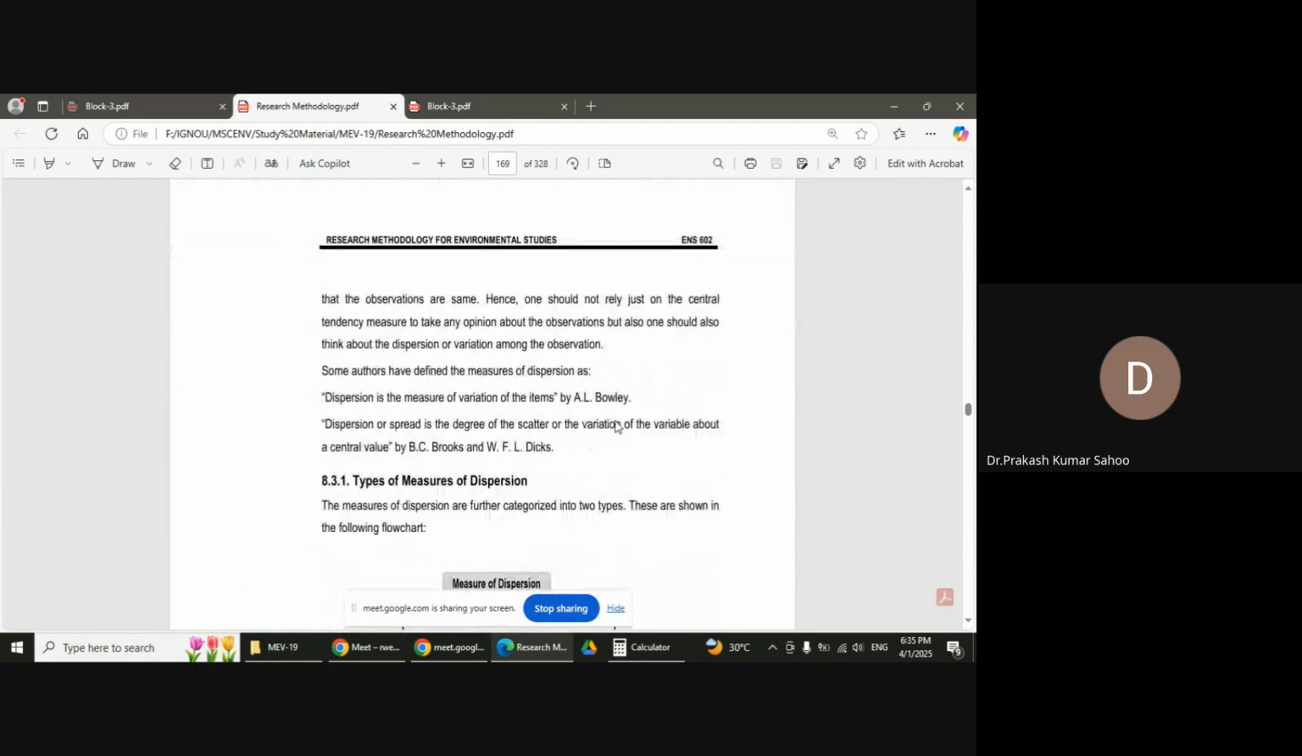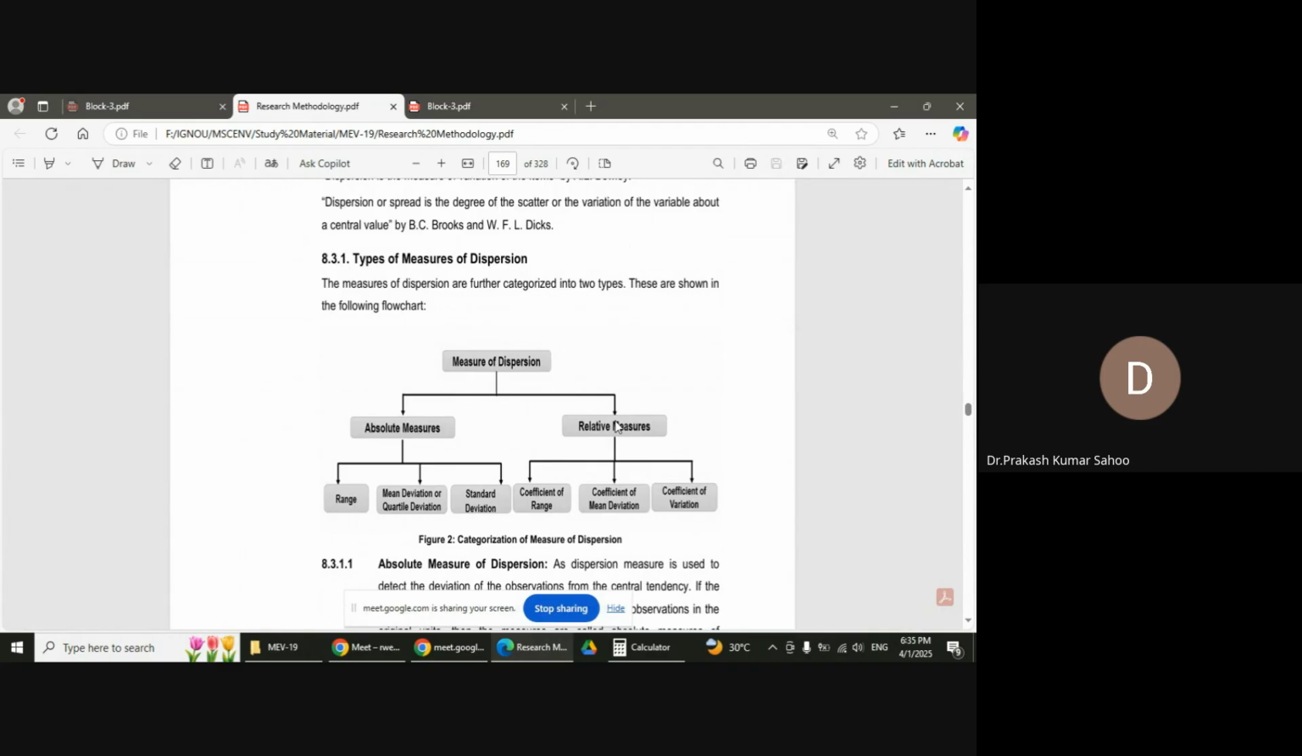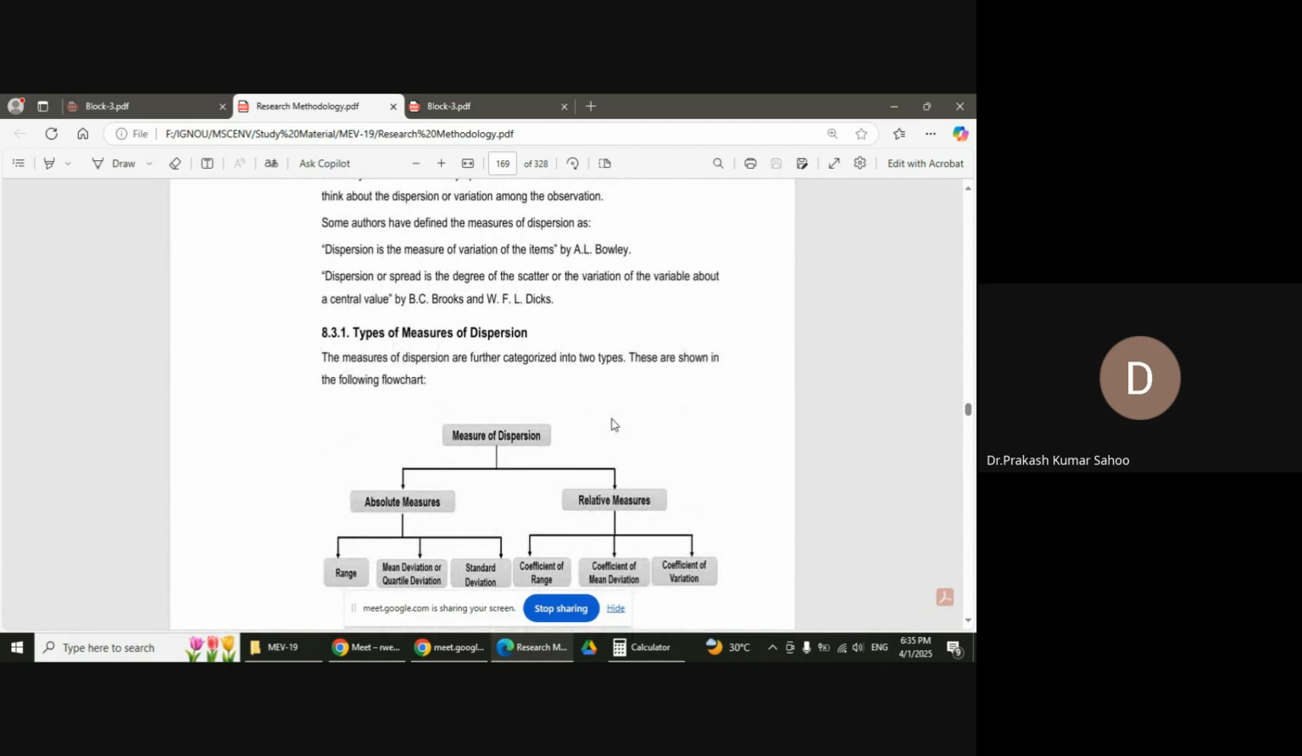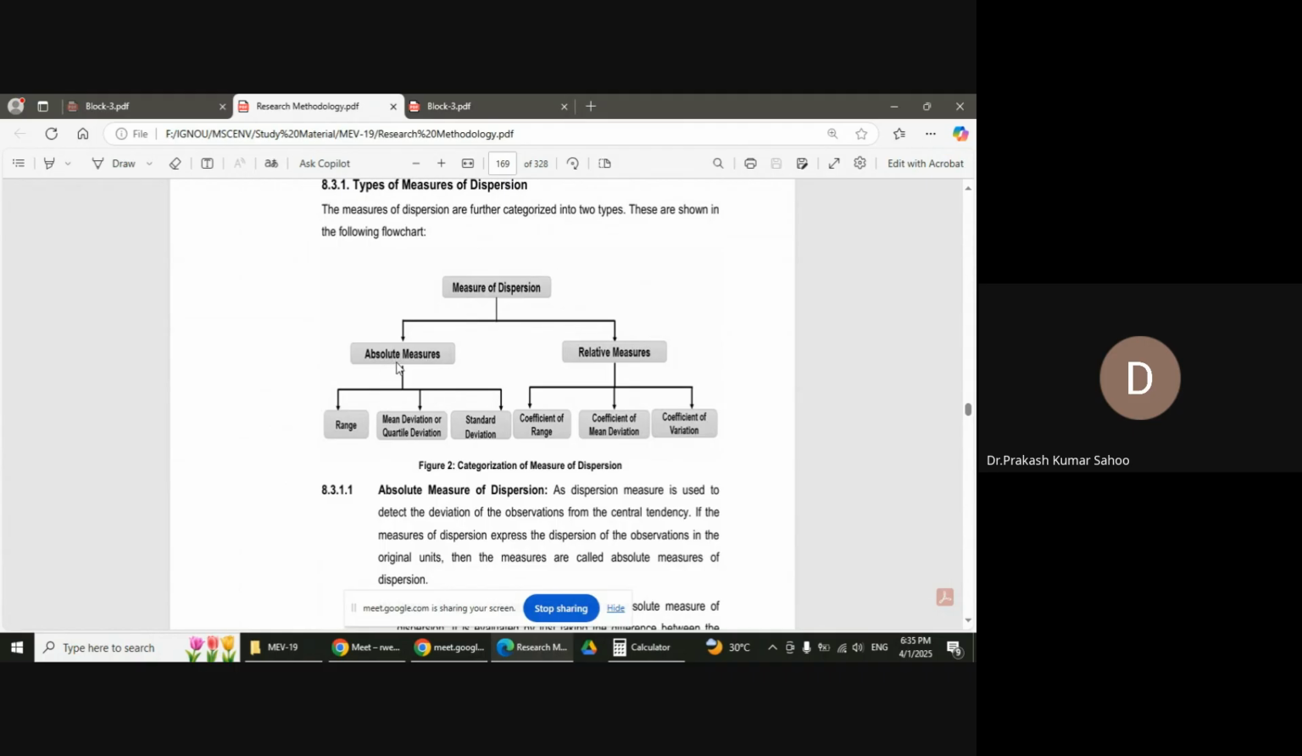So standard deviation is, just see here, measure of dispersion. It may be an absolute measure or a relative measure. If it is an absolute measure, then it may be range, mean deviation, or standard deviation. Mean deviation is also known as the quartile deviation, in which we segment or divide all the data into 4 segments. The first segment will be Q1, Q2, Q3, and Q4.